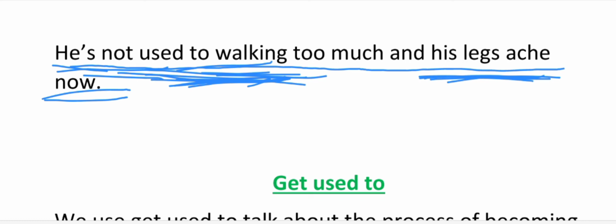But remember, in present tenses, we have to use used to, not use to. We have not to omit the D. Rather, we have to write the complete structure. So he is not used to walking too much and his legs ache now. It means that he is not familiar or he is not accustomed to walking that much.